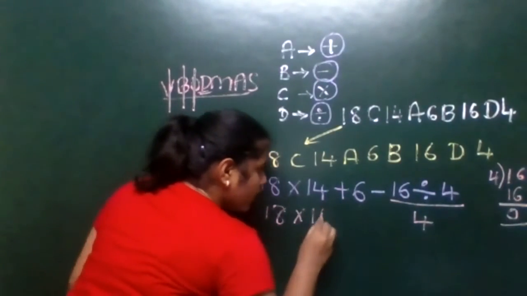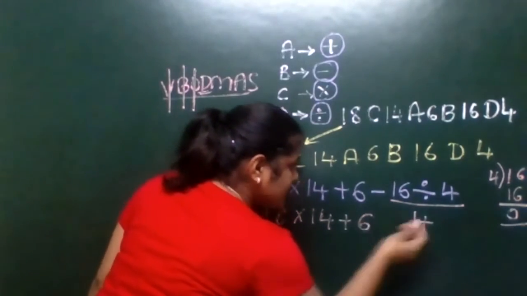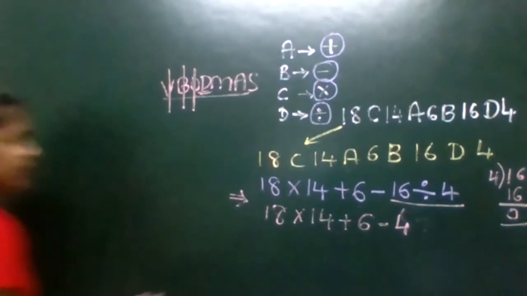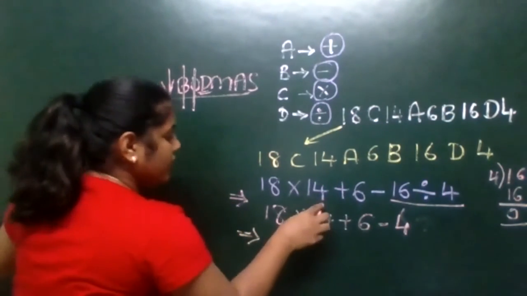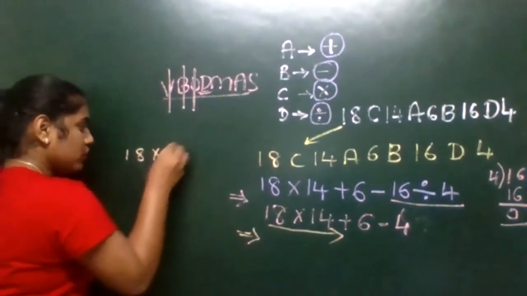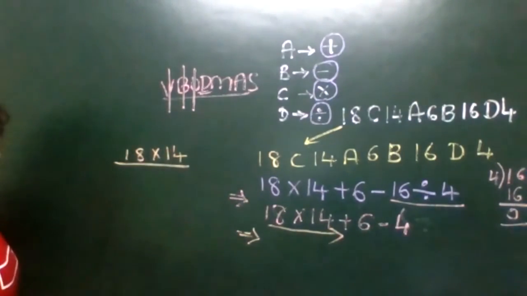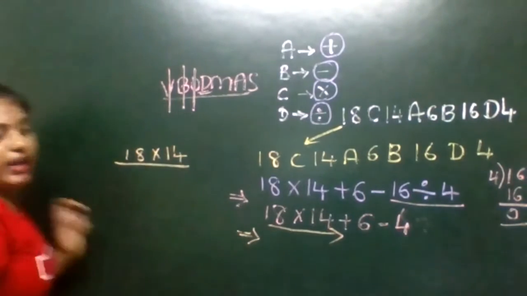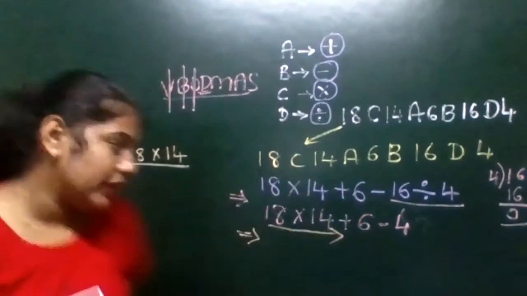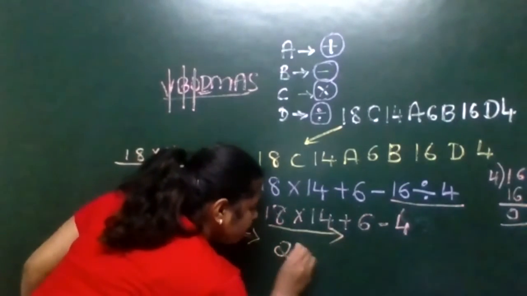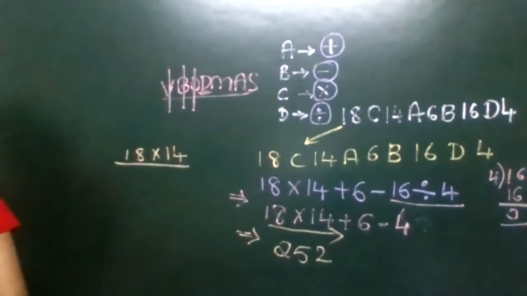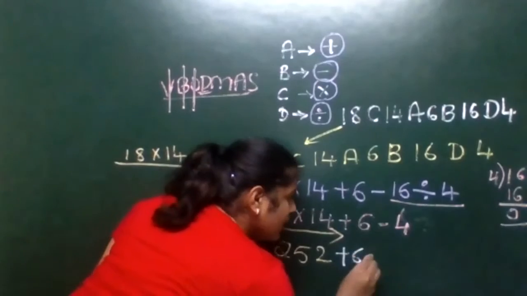Then 18 into 14, plus 6 minus 4. Next, what is my step? My step is 18 into 14. What is 18 into 14? Let me know first. What is the answer now? 18 into 14, very good, it is 252. Then the rest stays as it is: plus 6 minus 4.